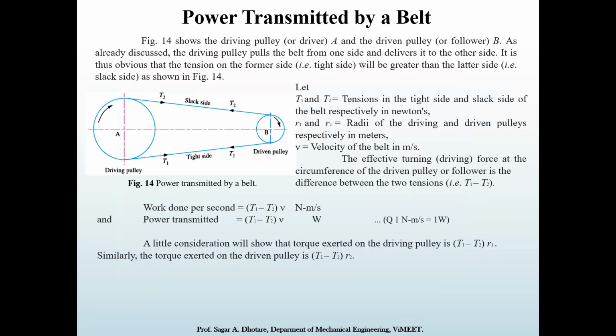Then power to be transmitted. The power to be transmitted is very important. That is nothing but the power transmitted from the driver pulley to the driven pulley. There are two different tensions that occur, T1 and T2, the tension on the tight side and the tension on the slack side. R1 and R2 are the radii of the driver and driven pulley. V is the velocity of the belt. Okay, so the work done per second is T1 minus T2 into V, that is Newton meter per second. And the power to be transmitted is similarly T1 minus T2 into velocity, which should be in watts.